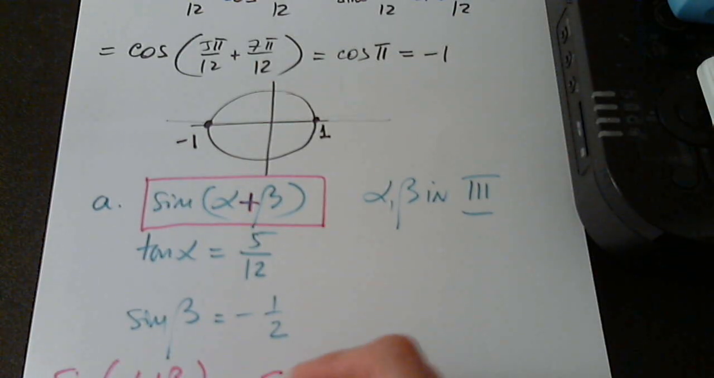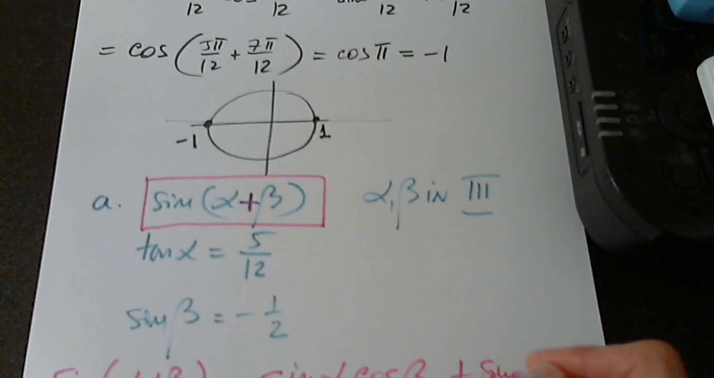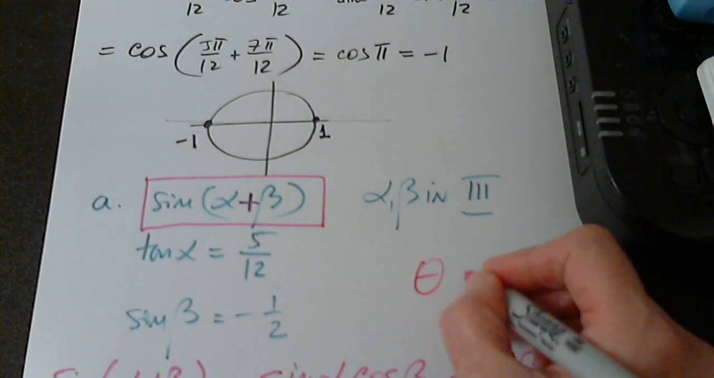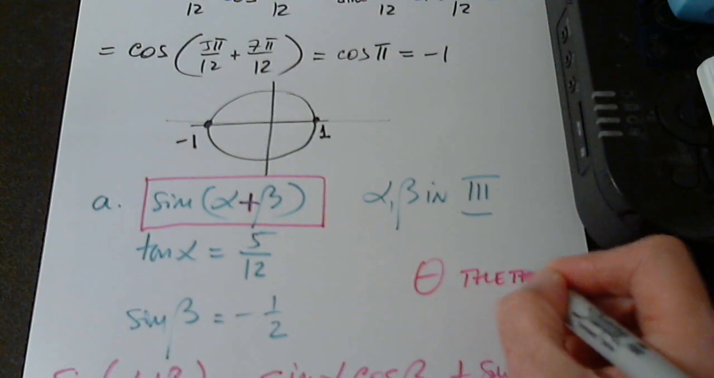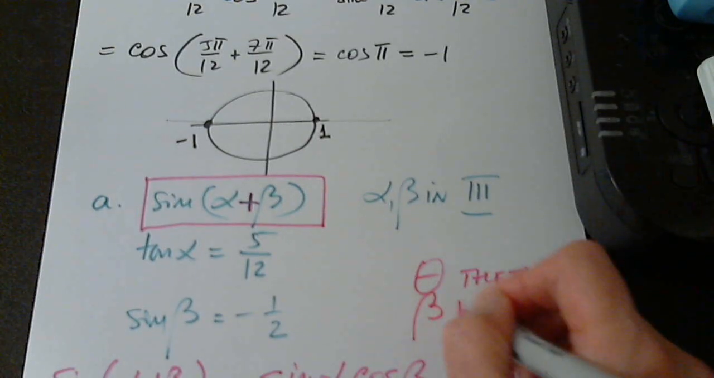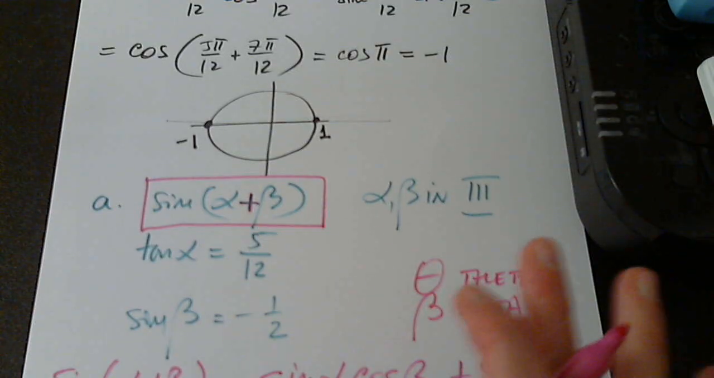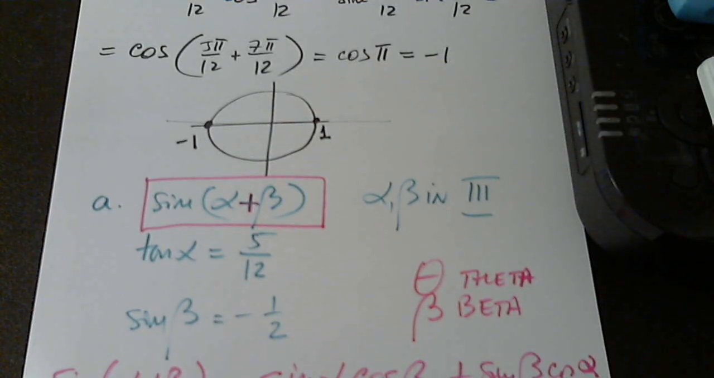Sine alpha cosine theta plus sine theta cosine alpha. Excellent. Or beta. Is it theta? So this is theta, and this is beta. I'm fine if you simply use A or B, or you use X and Y. It doesn't matter. You can replace them and use what you prefer. They're all the same.